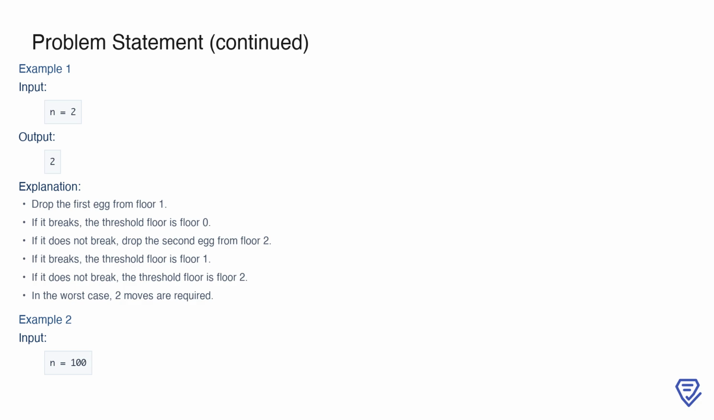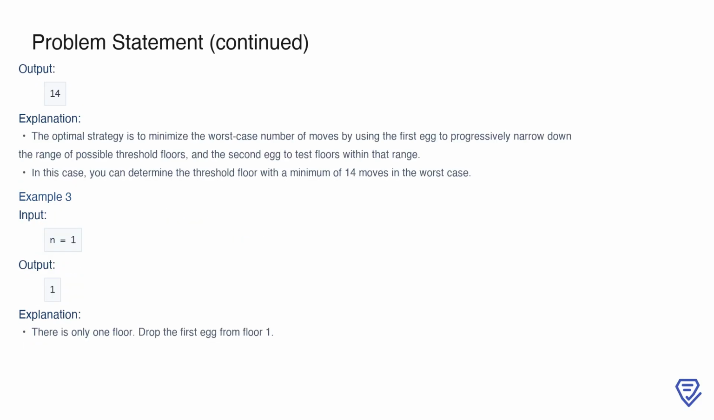Now consider the case where n equals 100. The explanation for this case is shown on the next slide. When n is 100, the minimum number of moves required is 14. The reasoning here is based on using an optimal approach to minimize the worst-case number of moves.